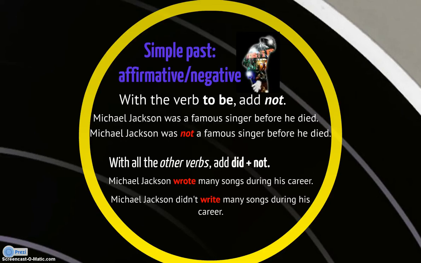With all the other verbs, you just add did plus not before the verb in the base form. For example, Michael Jackson wrote many songs during his career. Michael Jackson didn't write many songs during his career. So you see, now the verb in the negative sentence is at the present, contrarily to the verb in the affirmative sentence that is at the past, at the simple past.